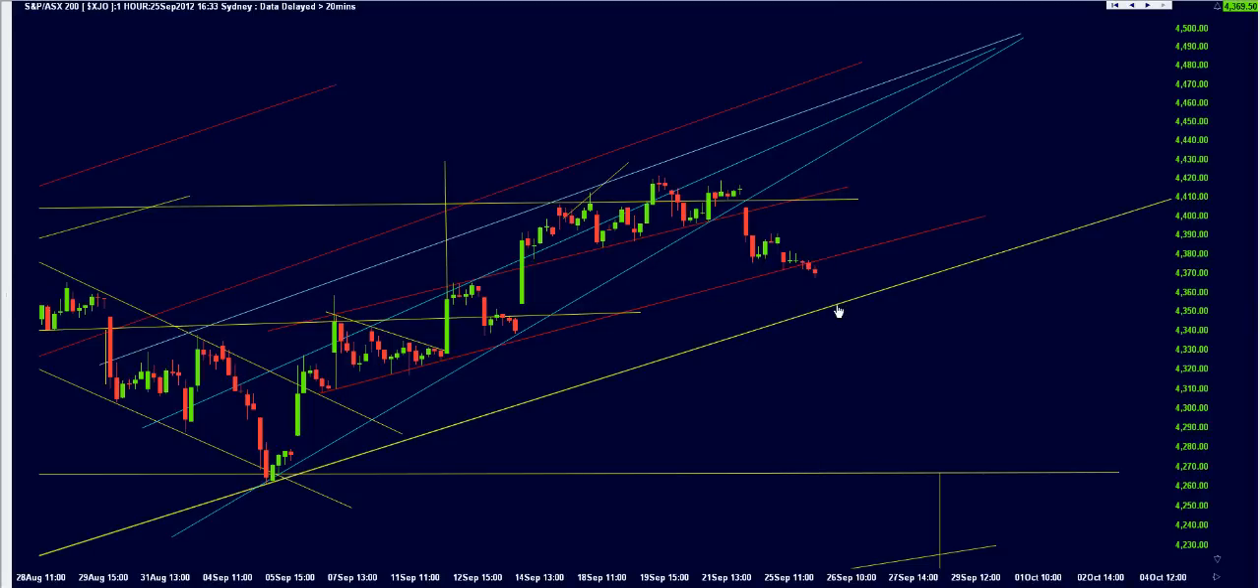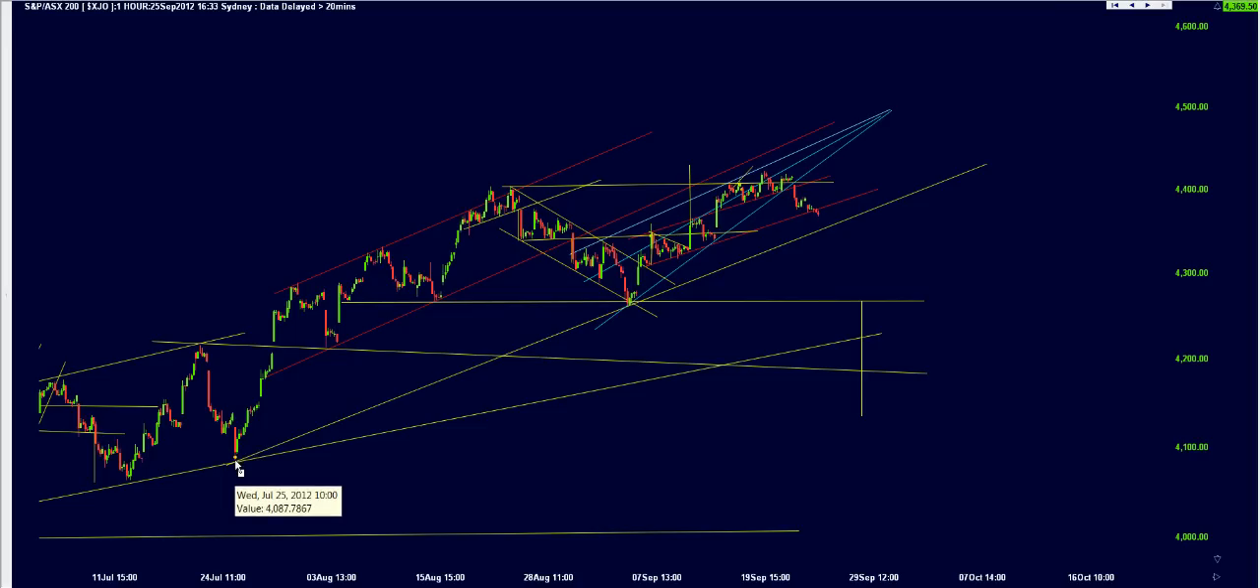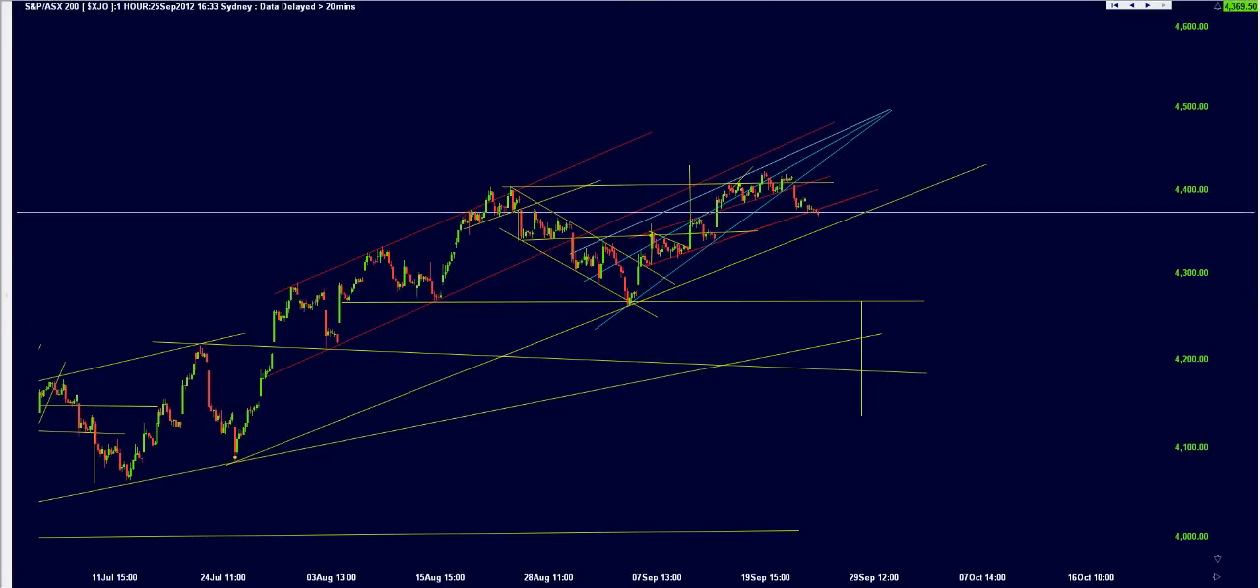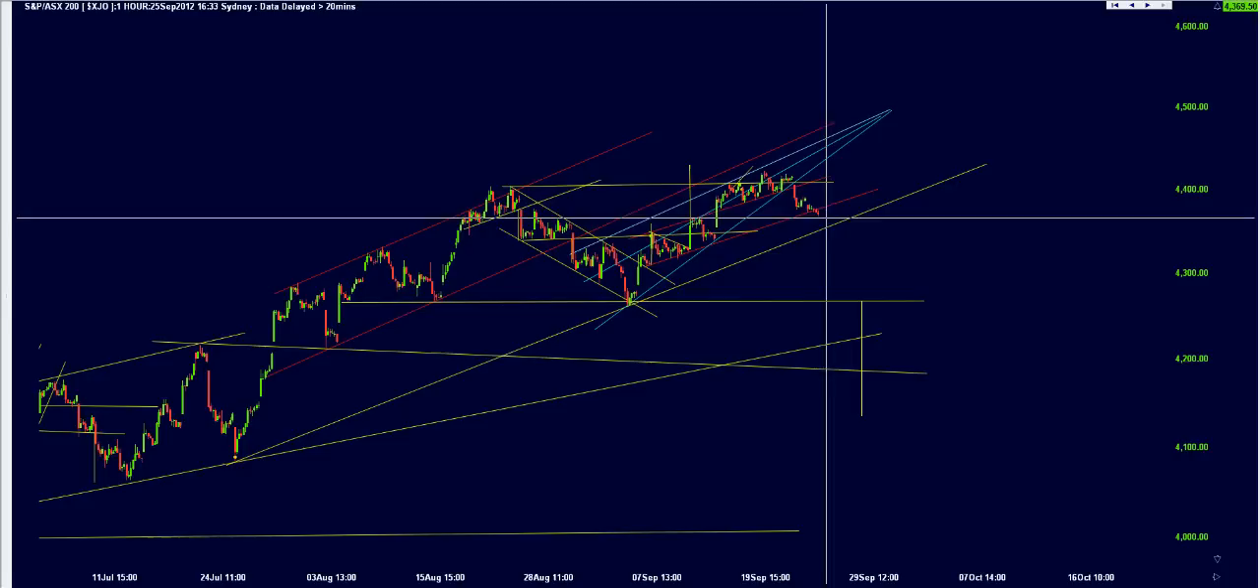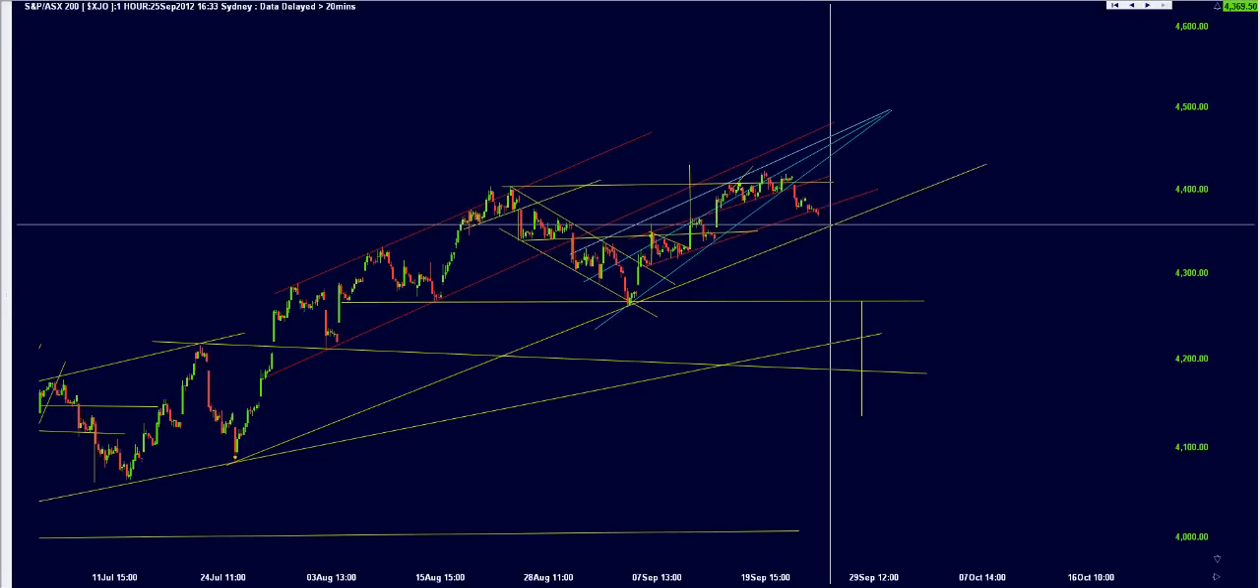So now that we've broken this little line, I don't know how technically significant it should be, but we can expect that this area here on this yellow line, if I just zoom the chart out a little bit, on the 25th of July we created a bottom down here, and also on this area here we actually had an area of support, and I would expect that the market should find this as an area of support.